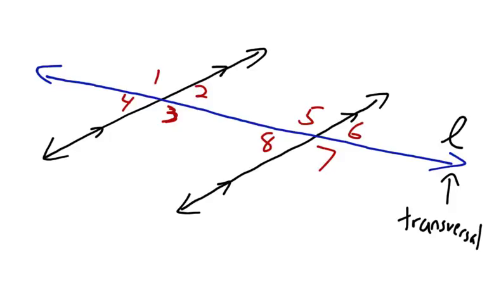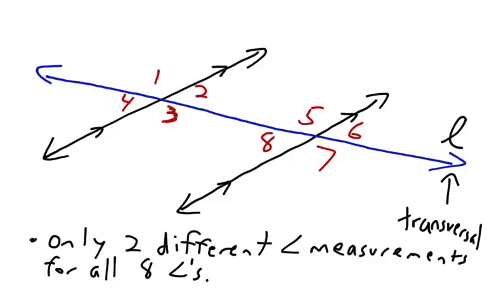And the cool thing about this, I think it's pretty cool, is that half of the angles are going to be the exact same measurement, and then the other half are going to be another measurement. So in other words, there's only 2 different measurements on all 8 of these angles. So only 2 different angle measurements for all 8 angles. I think that's pretty cool. And if you know one of their measurements, you can find them all. Which again, I think is pretty cool.